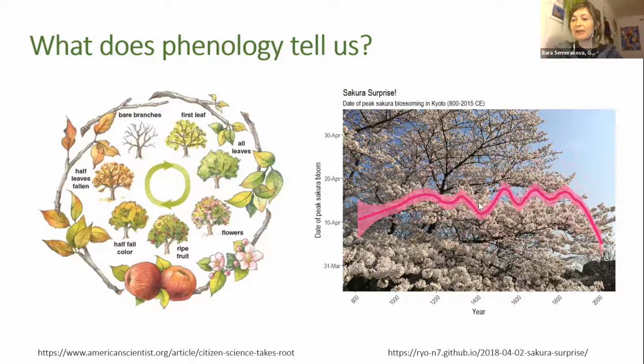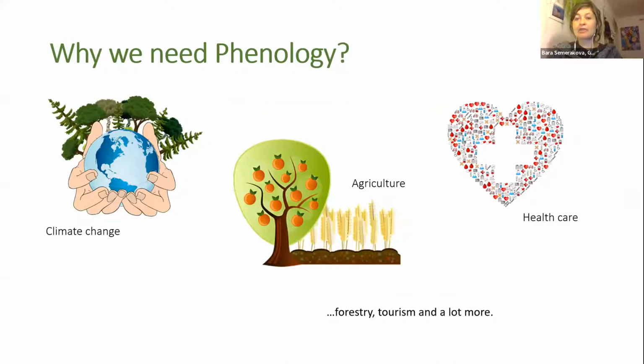And as you can see, the dates over time, according to the historical records, were fluctuating, but in the last, let's say, 150 years, it's just dropping. The sakura trees are blossoming earlier and earlier. So this is just to show that the records exist, and that this was always something really fascinating for people to observe.